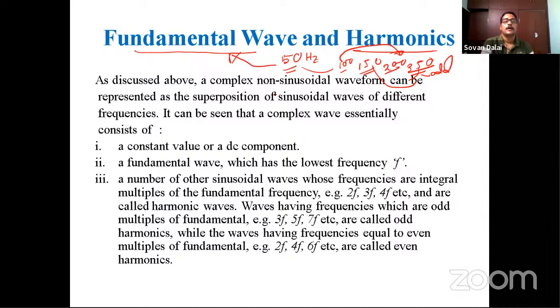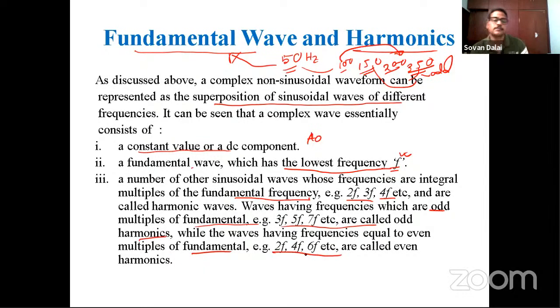So here it is written, as discussed above, a complex non-sinusoidal waveform can be represented by the superposition of sinusoidal waves of different frequencies, and it consists of a constant value or a DC component, denoted by A0, and a fundamental wave which has the lowest frequency, that is f. It may be 50 hertz, it may be 10 hertz, whatever the lowest frequency, that is called the fundamental wave. And all the other multiples of the fundamental frequency, 2f, 3f, 4f, etc., are called the harmonics. Odd multiples of the fundamental are called the odd harmonics, and even multiples of the fundamental are called the even harmonics.